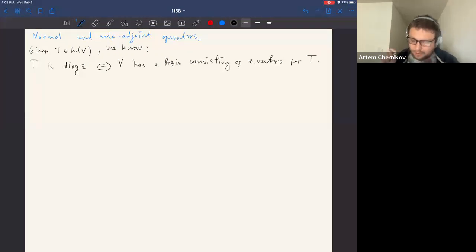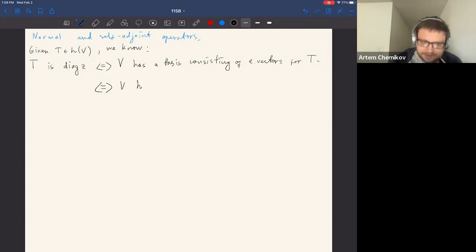Right? So we know that this is an equivalent characterization of diagonalizability. And this works just in a vector space. No notion of inner product or norm is used for this, right? Okay, so now consider a stronger condition that makes sense only when we have an inner product space structure.